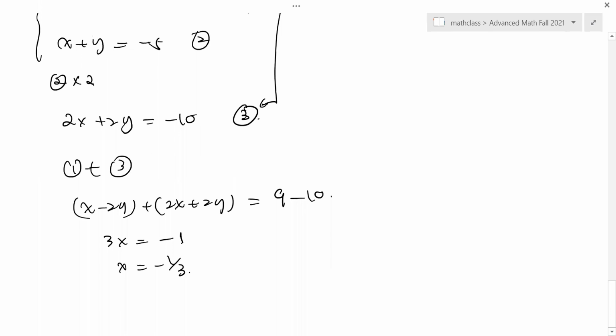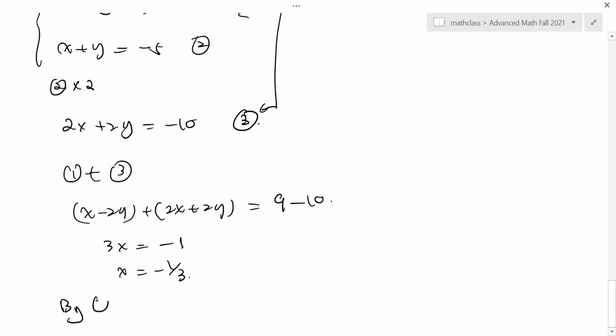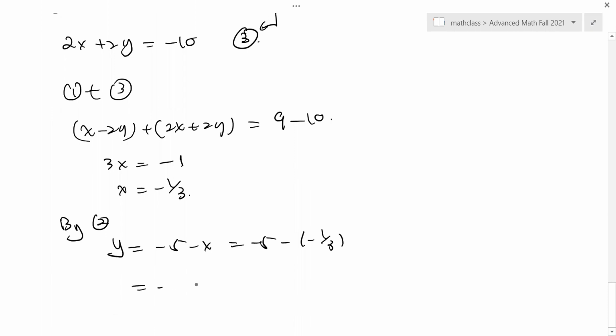So you get x. Then you can use any of the equations to get y. So you can say by equation 2, y equals -5 minus x, -5 minus -1/3, and then -5 plus 1/3. Then add them together, -15 plus 1 over 3. So it's -14 over 3. So it's the same answer. All right, so even for the elimination method, I showed you 2 different ways to do it. And this problem can use any of these methods.